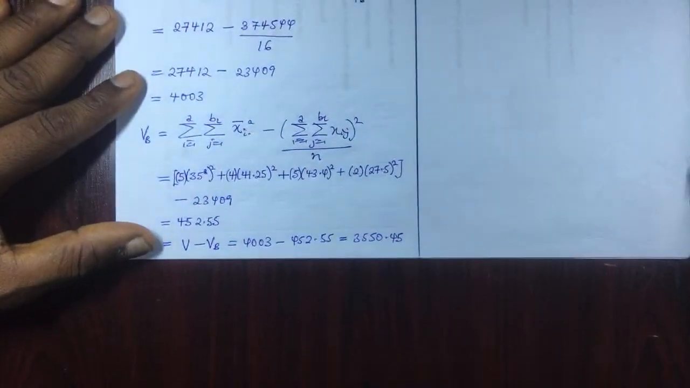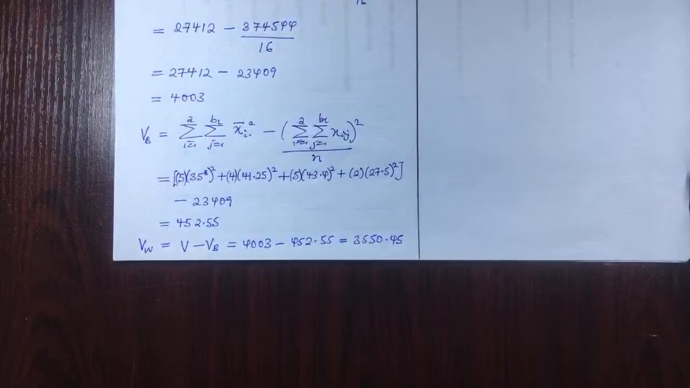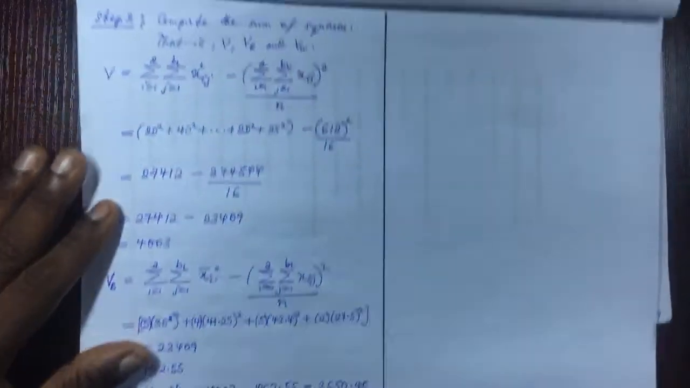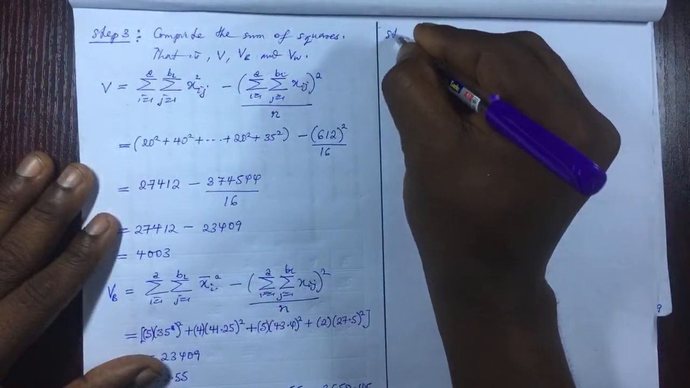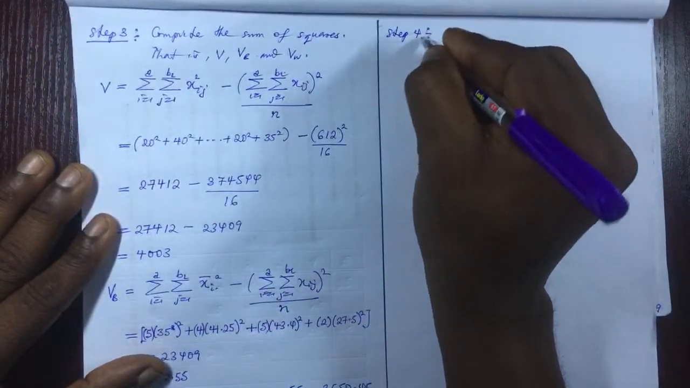So that concludes our step 3. So what did we do in our step 3? We got all our sum of squares. I will now move over to step 4. What are we going to be doing in step 4?